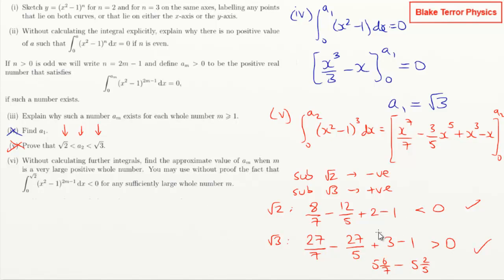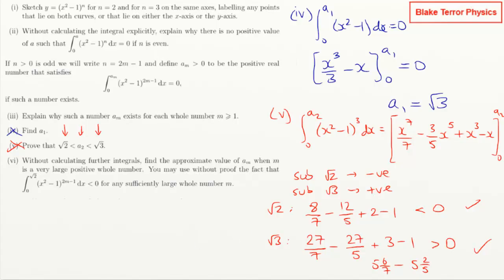Last part of the question. Without calculating any further integrals, find the approximate value of AM when m is a very large positive whole number. You may use without proof the fact that the integral from 0 to root 2 of that is less than 0 for any sufficiently large whole number.